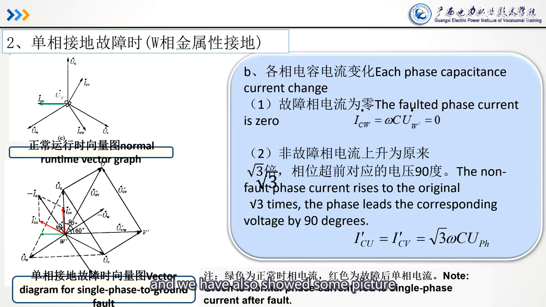And we have also shown some pictures of the normal vector graph and also the vector diagram for single-phase to ground fault. Each phase capacitance current changes: the fault phase current is 0. The non-fault phase current rises to the original times 3. The phase leads the corresponding voltage by 90 degrees. Note, we have a little special hint over here. The green is the normal phase current, red is the single-phase current after fault.